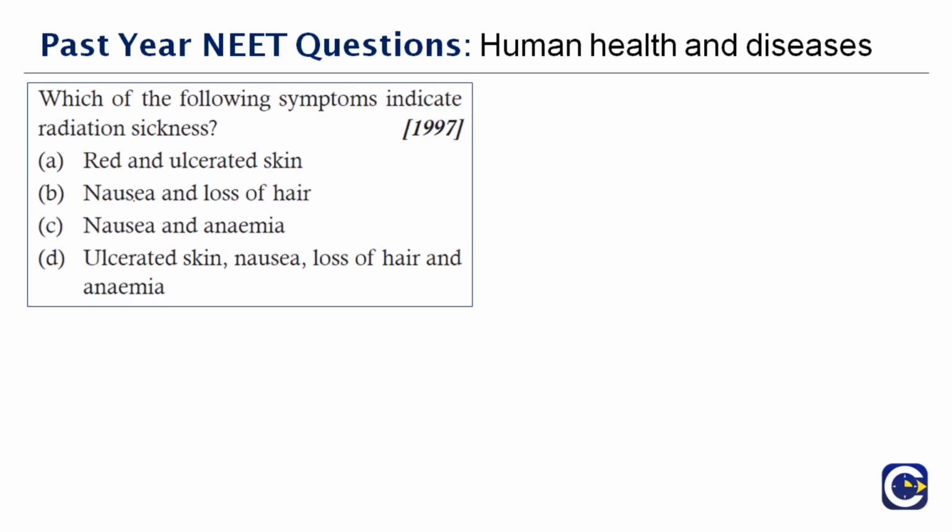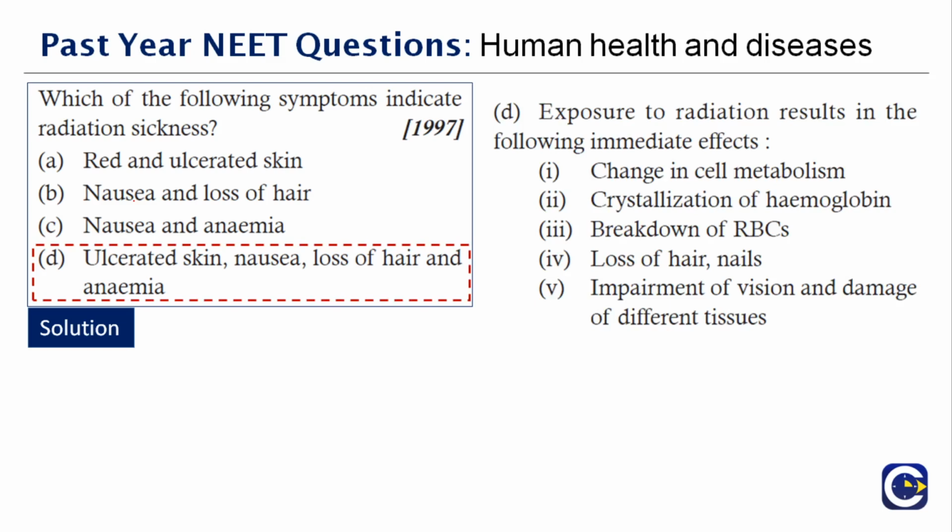Which of the following symptoms indicate radiation sickness? Okay, so I'm going to tell you about that. Radiation is when you're exposed to radiations, right? So you have many symptoms: change in cell metabolism, crystallization of hemoglobin, breakdown of RBCs, loss of hair or nails, impairment of vision, damage of differential tissues. So which of the following symptoms indicate radiation sickness? Option D, ulcerated skin, nausea, loss of hair, and anemia.